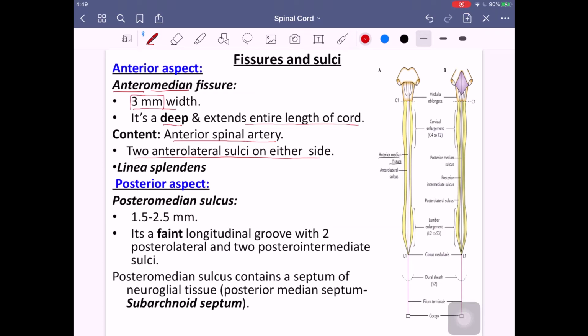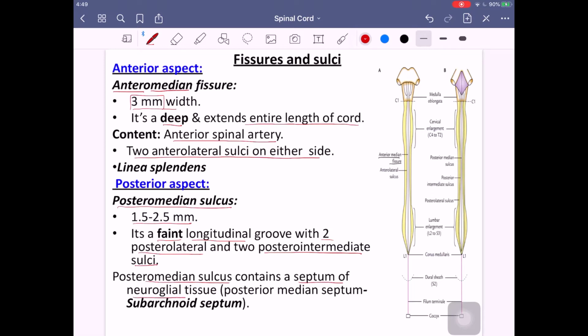Now we go to the posterior aspect. Posteriorly there is a posteromedian sulcus, and it is almost half of your anteromedian, that is 1.5 to 2.5 mm in depth. It is a faint longitudinal ridge with two posterolateral and two posterointermediate sulci. Unlike one on each side anteriorly, here you have two on each side.